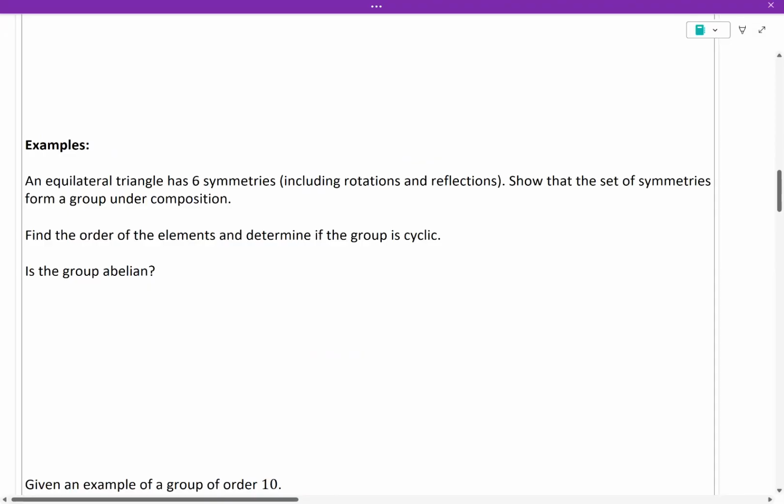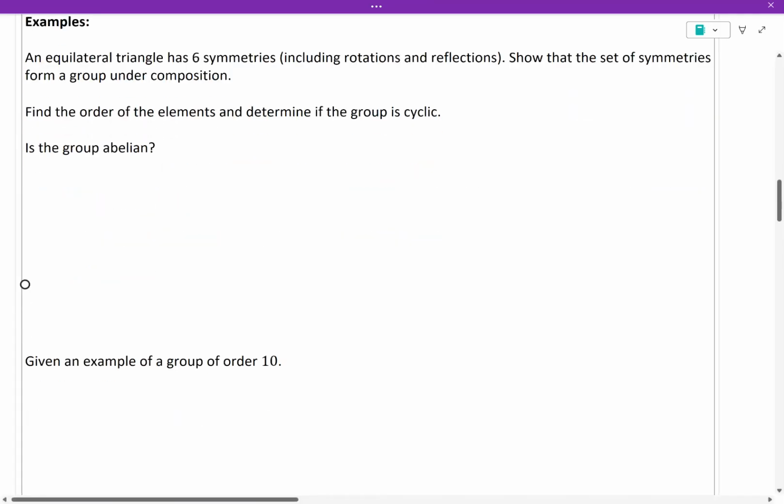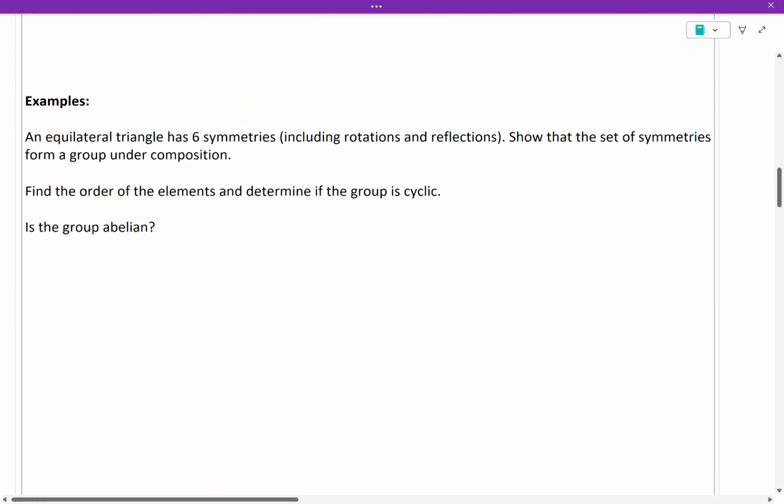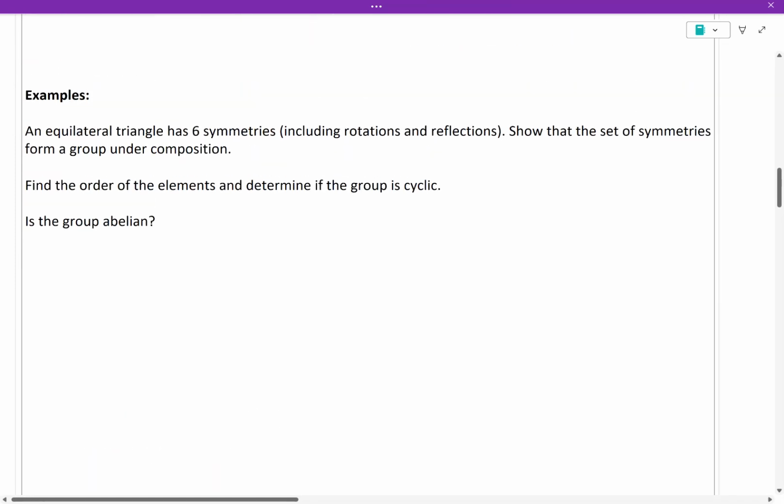Right, so an equilateral triangle has 6 symmetries, including rotations and reflections, which we've already discussed. Show that the set of symmetries form a group under composition, and then we've got a few follow-up questions once we have done that. So the first thing I'm going to do is write out our elements, and I'm going to name them all for convenience.